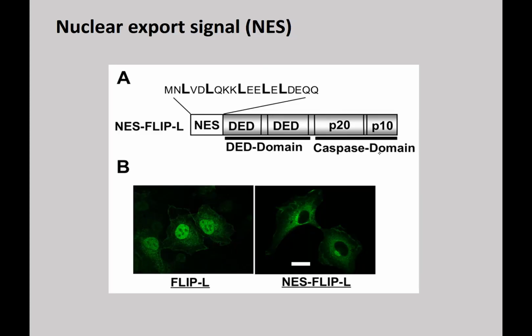The reverse of this is nuclear export signals, the NES. So there are signals, again, amino acid sequences. You can see all these leucines, and they're required.